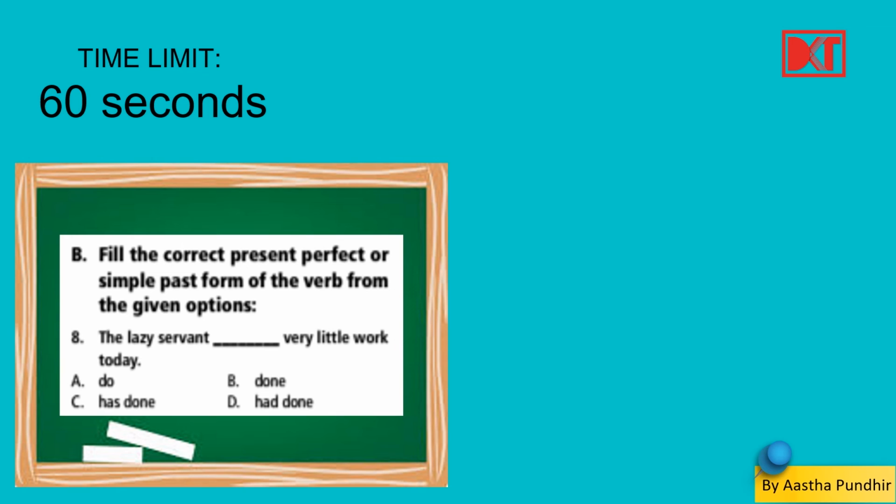Okay, here, next category: fill the correct present perfect or simple past form of the verb from the given options. Let's see. The lazy servant dash very little work today. Do very little work, done very little work, has done very little work, or had done very little work. Here the correct answer is C, has done very little work. This is what? Present perfect.